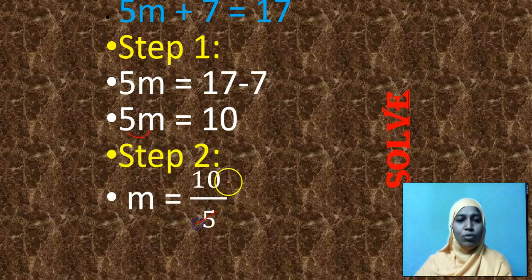So I can cancel this. 1 5 is 5, 2 5s are 10. So what is the answer? m = 2. Is it clear, my dear children?